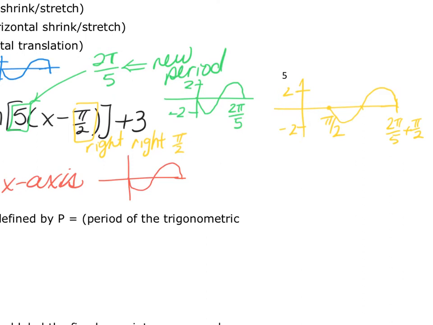Yes? When you're at the points on the x-axis, can you just keep it like the plus? Or do you have to actually... You actually have to find it. Yeah.